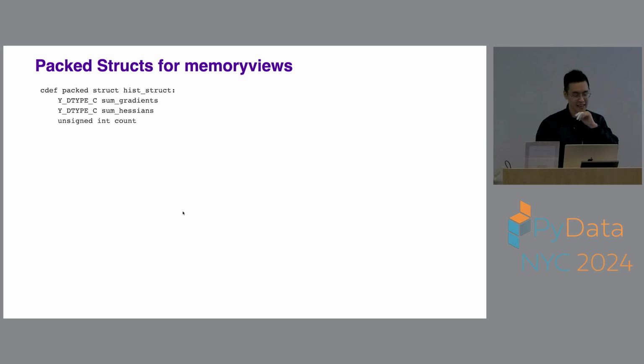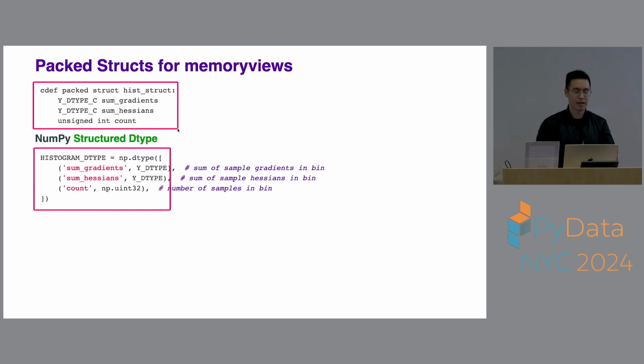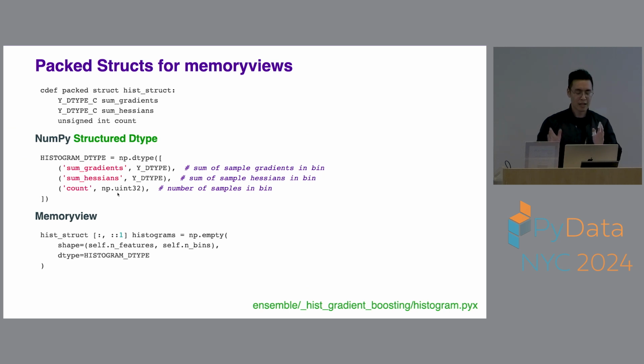I won't go too much into this, but the idea is we have packed structs for memory views because NumPy has structured dtypes. So this representation of this type is the same as this representation in C, and this allows you to interact with Python using a structured dtype. And structured dtypes are nice because you have an array of these named entities, so it's very nice to work with. And so that's why we have packed memory views. And this is in our histogram gradient boosting algorithm.